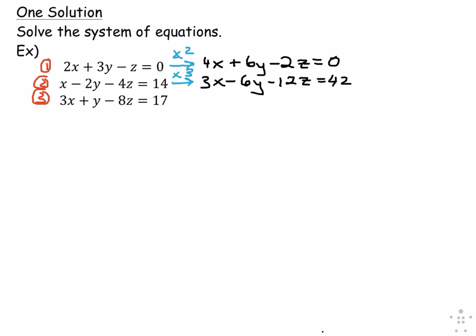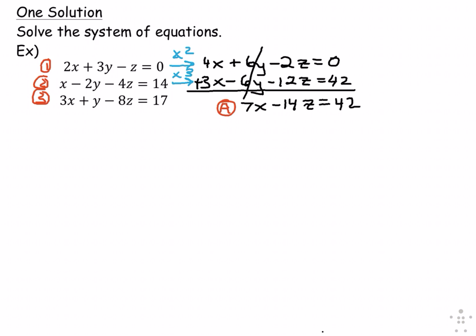And then add down. So the y subtracts out to 0, leaving 3x plus 4x for 7x minus 14z is equal to 42. Now, that equation I will represent as a capital A. And I'm going to create an AB system which will then fuse together all three equations at the same time.